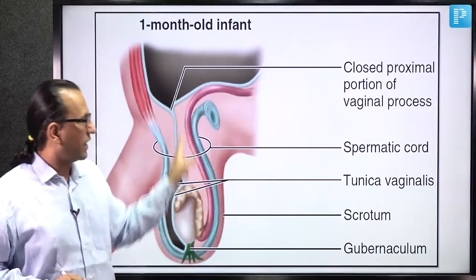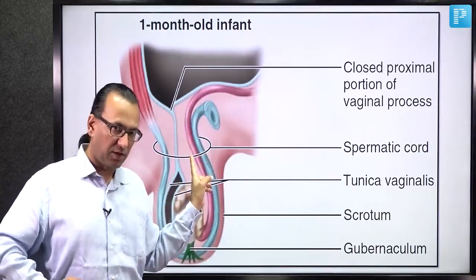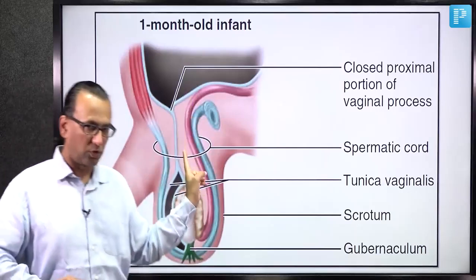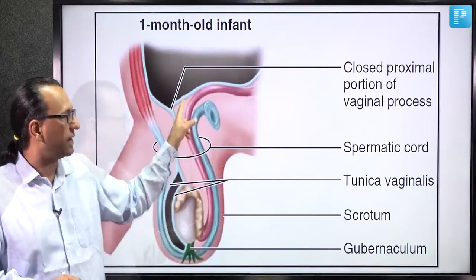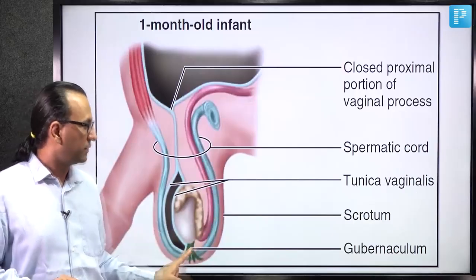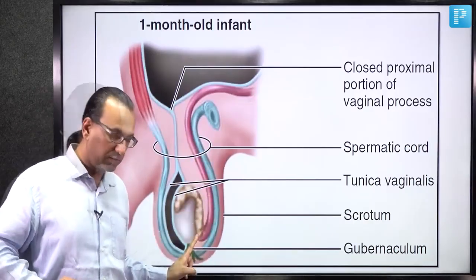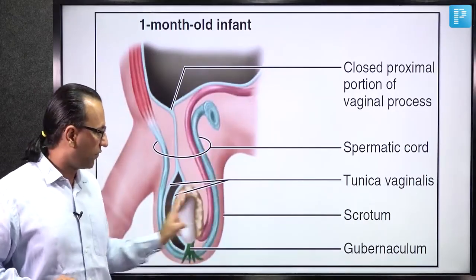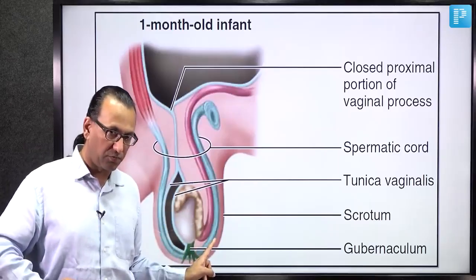Remember, testis is passing the inguinal canal in the 7th month of intrauterine life, which is 25 to 28th week of intrauterine life, and reaches the superficial inguinal ring. From superficial inguinal ring to reach the scrotum, it takes around 1.5 months, but is at the base of scrotum before birth of the babies, most of the babies.